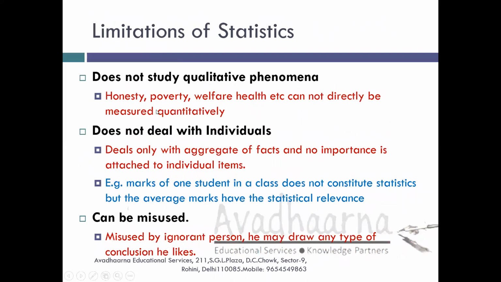Limitations of statistics are, it does not provide qualitative phenomena. We discussed this earlier too, that to study qualitative phenomena, those qualitative aspects are to be converted into quantitative aspects in order to derive some conclusion, like honesty, poverty, welfare, health, etc. cannot be directly measured. It does not deal with individuals, and the data can be misused by an ignorant person. He may draw any type of conclusion he likes.